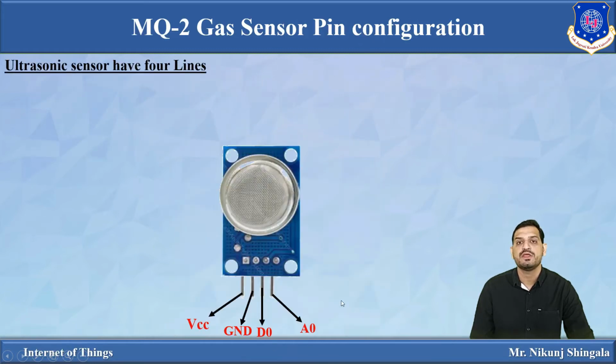These are the pin configuration of the gas sensor. One pin is VCC and one pin is for ground, and there are two pins, digital and analog. If you are using the analog pin, you have to set some threshold value in the program. If that analog output increases beyond that value, then you can give some alarm signal. With digital, you only get whether something has been detected or not detected.